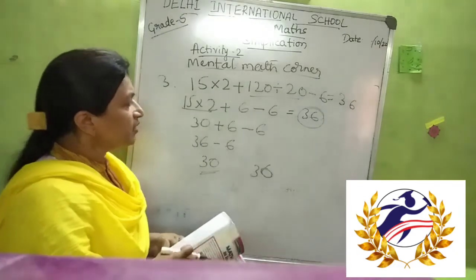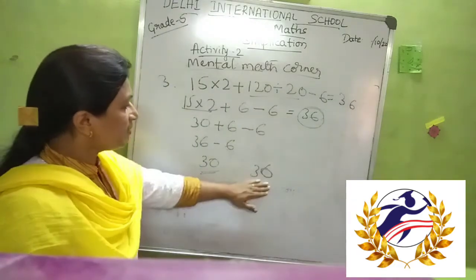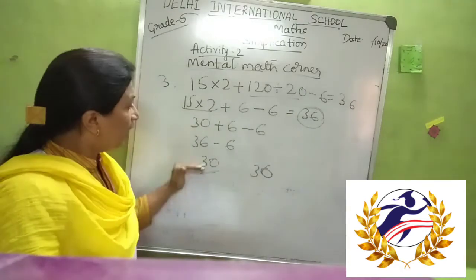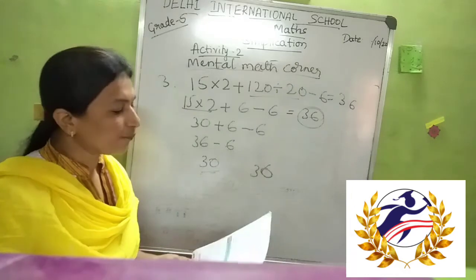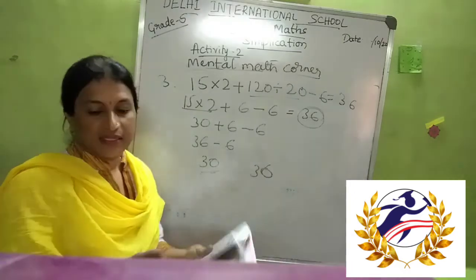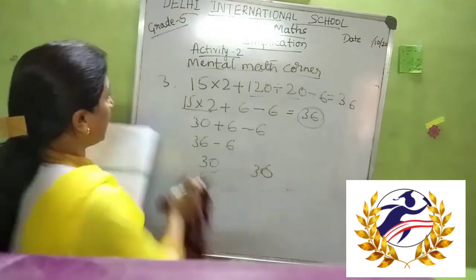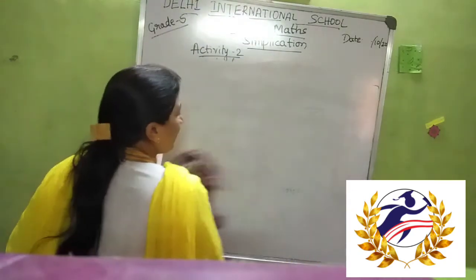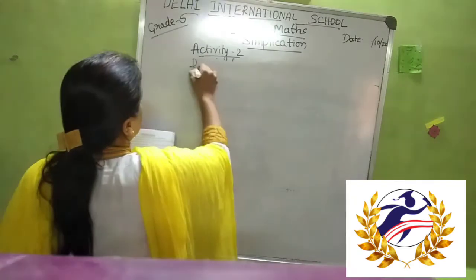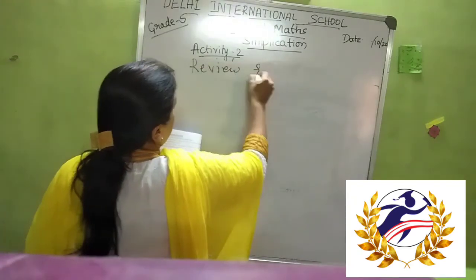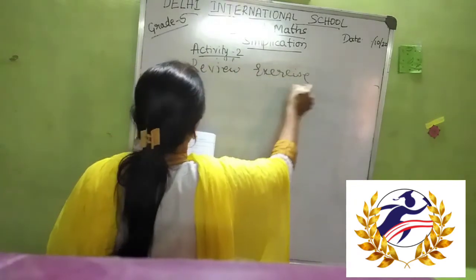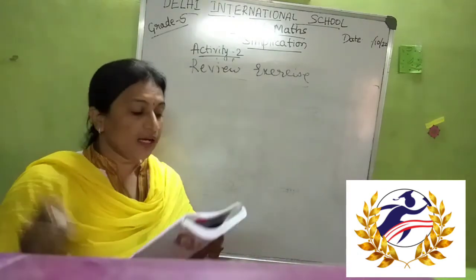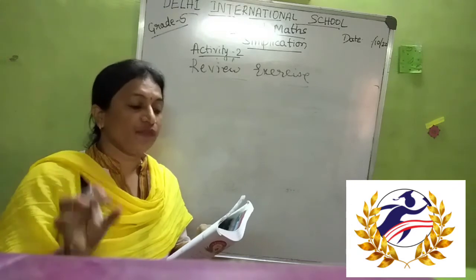Okay, like this. So you need to write, if the correct answer came on both sides, LHS and RHS, then it is true. Otherwise it is false. Okay. So then in the review exercise, this is all about the mental math corner. So when I come to the review exercise, we will do it.